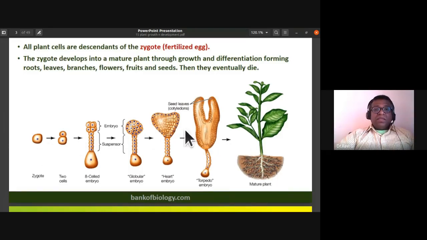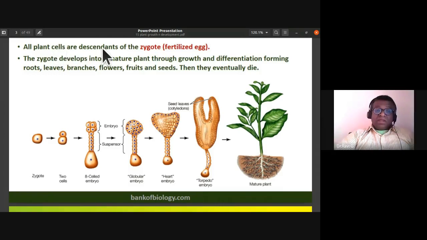So this is how the growth and differentiation is going to take place. See, they have differentiated from zygote to two cell, to eight cell embryo, globular embryo, heart shaped embryo, then torpedo embryo. Then finally, they have differentiated to form root system, shoot system. So this growth and differentiation are taking place simultaneously, and they are going to form the roots, leaves, stem, branches, flowers, fruit, and seeds. Then when they attain every step of their life cycle, they eventually die. So this is what is seen in case of development of a plant.